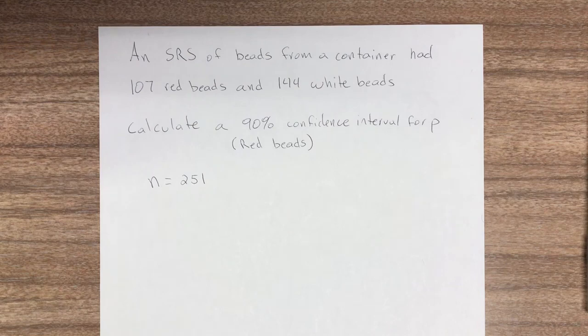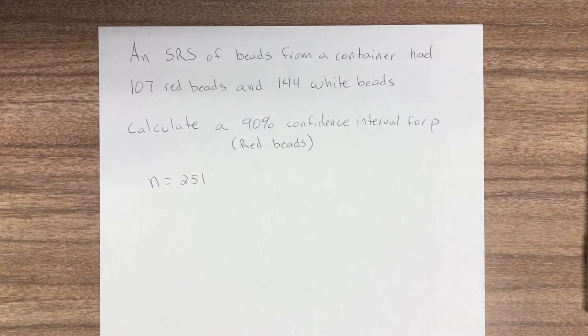Hey, what's up guys? In this video, I'm going to show you how to construct a confidence interval using the TI-84 graphing calculator. Now, I have an example and it says an SRS of beads from a container had 107 red beads and 144 white beads.